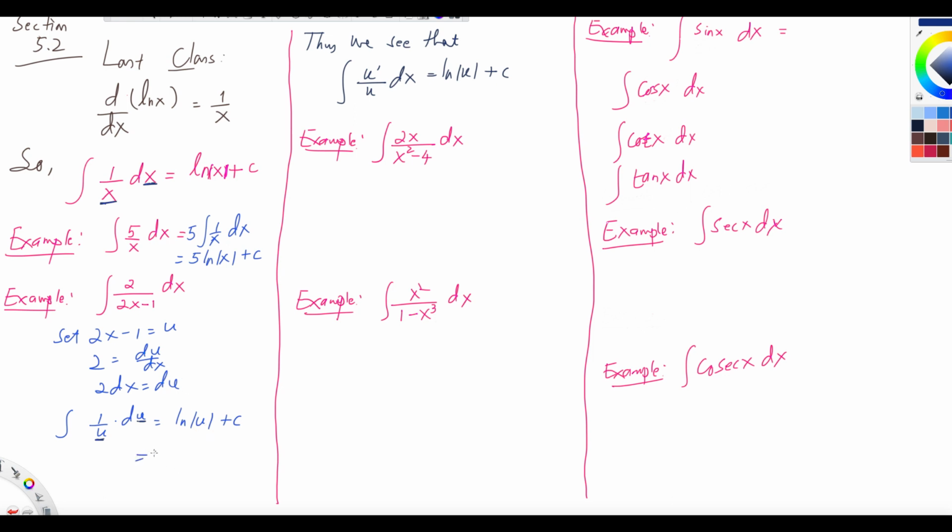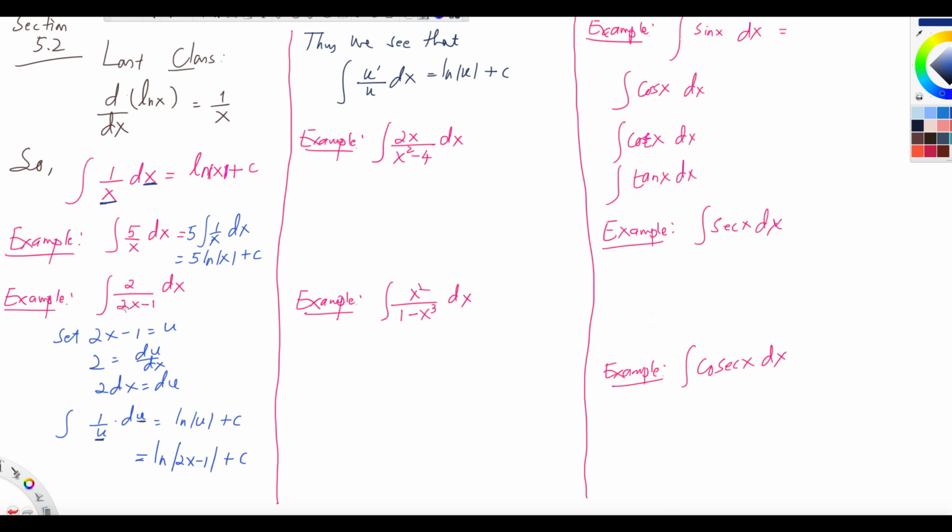So for your final answer is natural log of the absolute value of 2x minus 1, plus c. That is the final answer. Okay, so if you want to do it directly, what do you find here? What is the derivative of 2x minus 1?